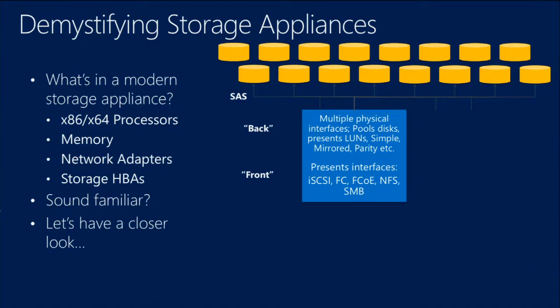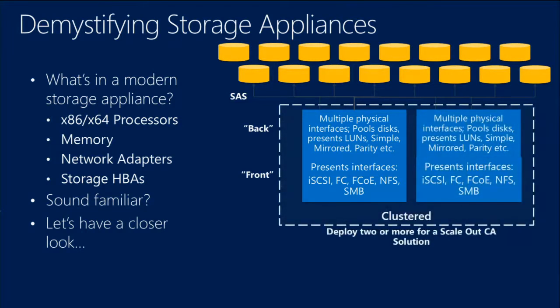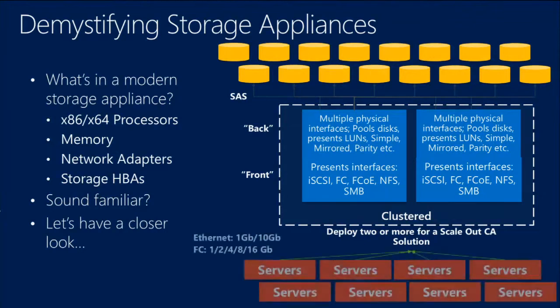Of course, they never sell you one of these. They always sell you two. The reason is because this gives you a scale-out solution. It also means that if the first one goes down, the second one continues right along without any interruption. So that's why you buy a scale-out storage solution. They usually sell you two increments. Of course, now you plug in your servers, and you can plug into them either Ethernet, gigabit or 10 gigabit, or Fibre Channel, 1, 2, 4, 8, or 16 gigabit Fibre Channel. That's what a modern storage appliance looks like.